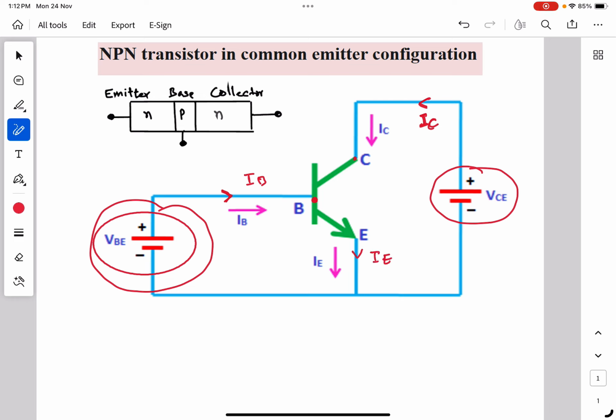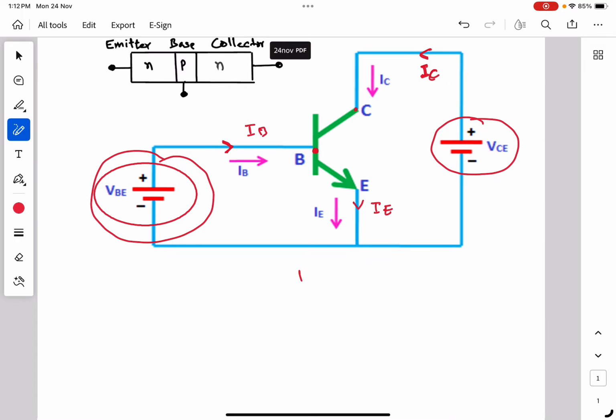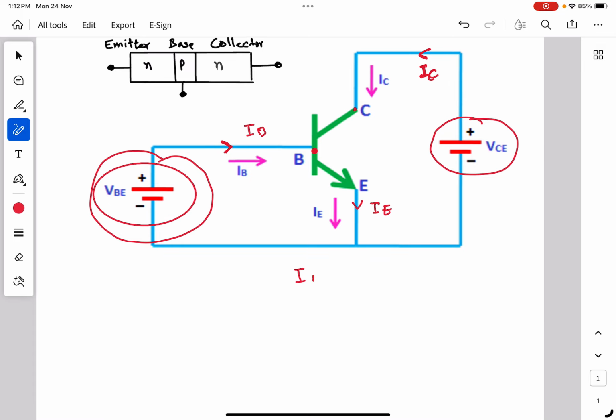As per the Kirchhoff's current law, this current IE is equal to IB plus IC, and this IC contains around 95% of the current, and IB contains around 5% of the current.